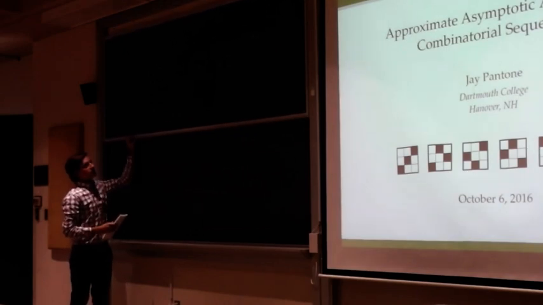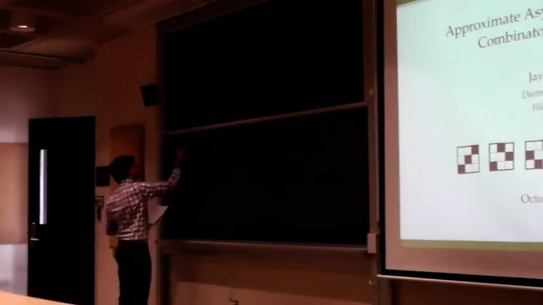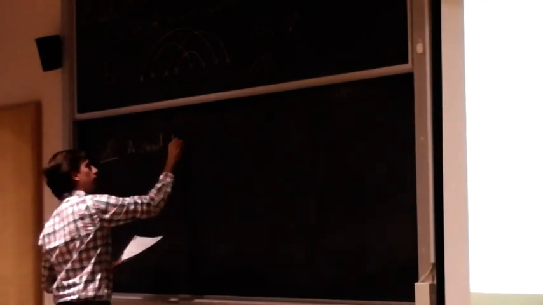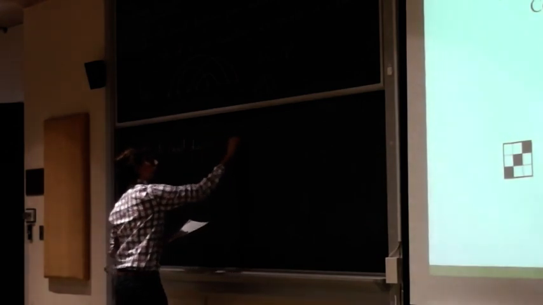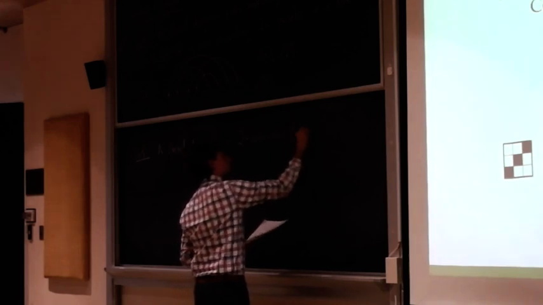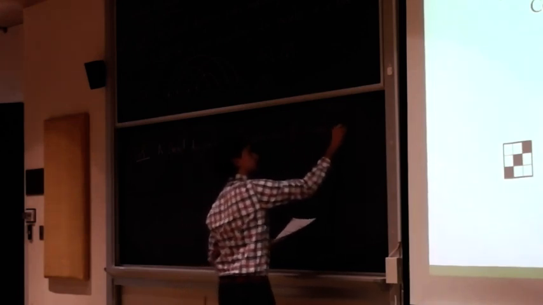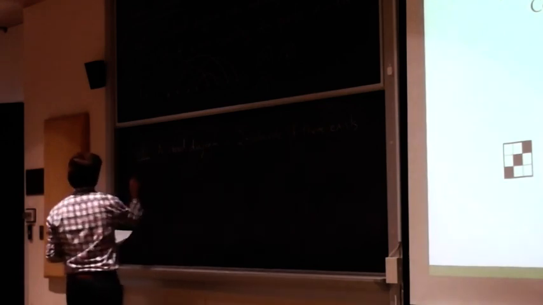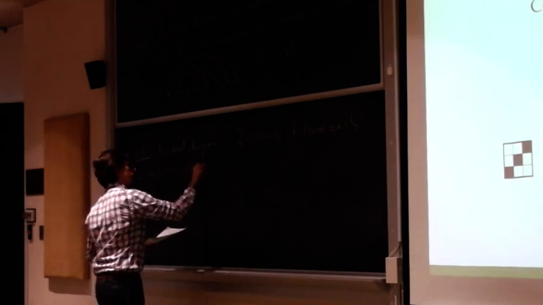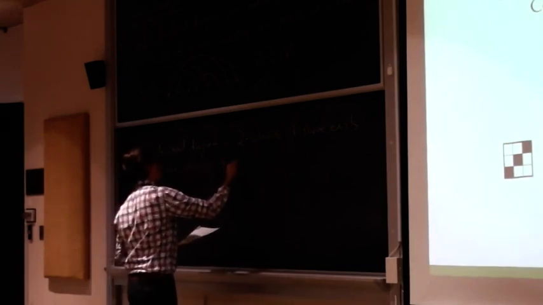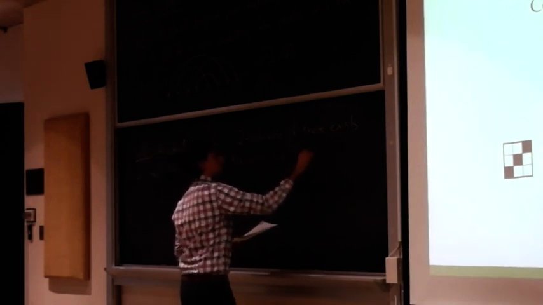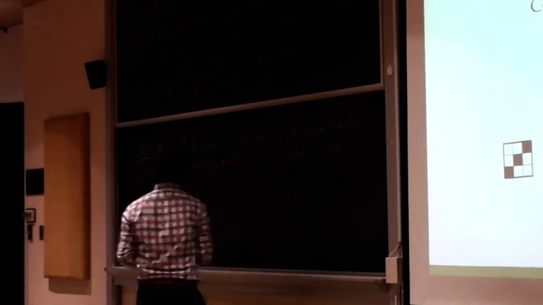And then I want to look at a subset of these. A chord diagram is 2 colorable if there exists a red-blue coloring of the arcs, such that no 2 arcs of the same color cross.